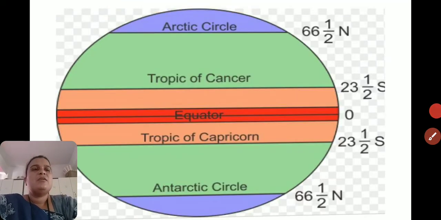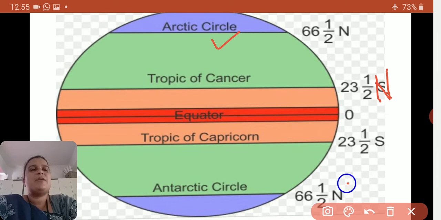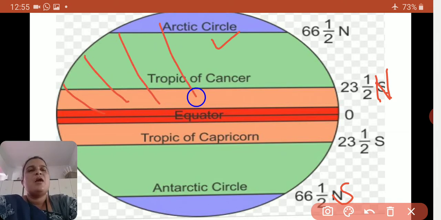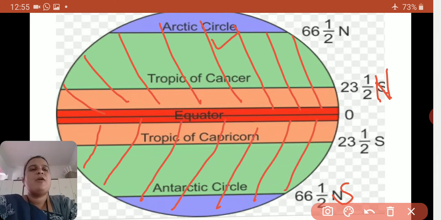You can see here the equator, this is Tropic of Cancer 23.5 degrees north, and Arctic Circle 66.5 degree north. Then here Tropic of Capricorn, 23.5 degrees south, and Antarctic Circle 66.5 degree south. So the area above 0 degree equator comes in the north hemisphere, and the area below comes in the south hemisphere. You have to remember.